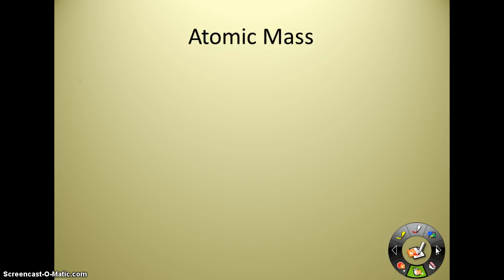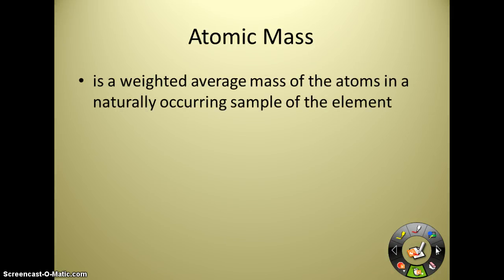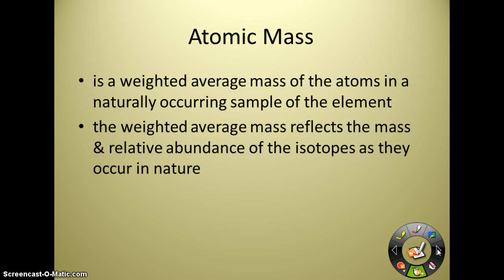So atomic mass is going to be a weighted average mass of the atoms in a naturally occurring sample of the element. And the weighted average mass is going to reflect the mass and relative abundance of the isotopes as they occur in nature.